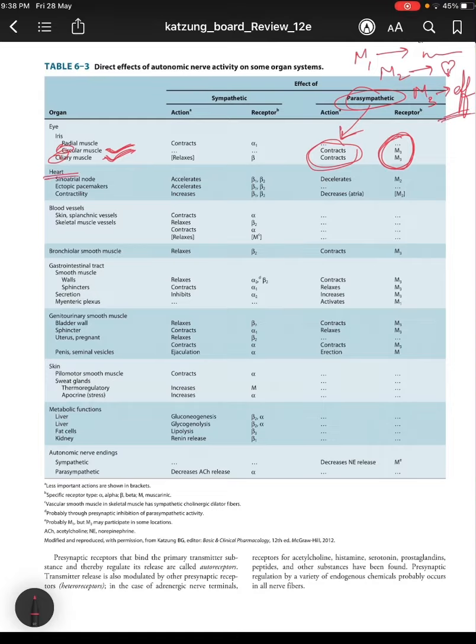Next, coming to the heart, you are supposed to have M2 receptors, so parasympathetic. So they are supposed to decrease everything related to your heart, and sympathetics will activate everything related to your heart. So sympathetics, what did you have?